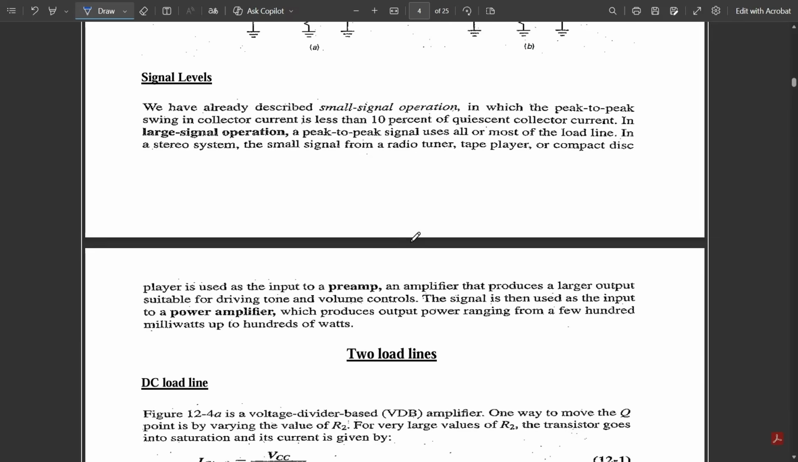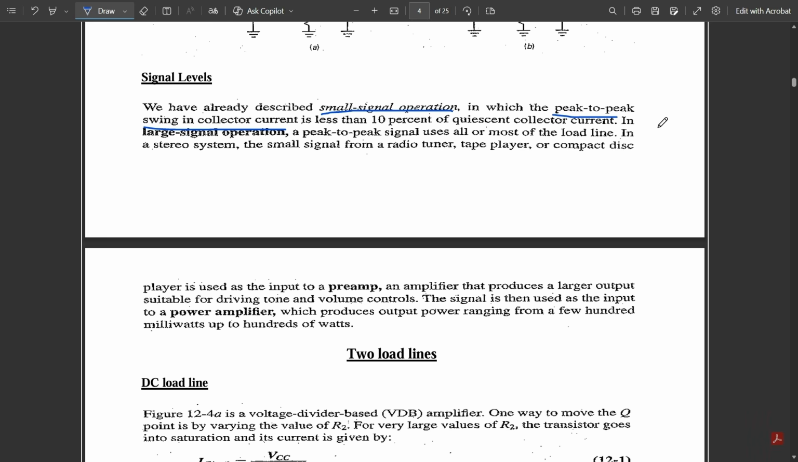Now the signal levels. In the signal levels, we have already described the small signal operation in module 1, right? If you recall that, you would know that small signal operation is either DC or AC. But in the first module, we had discussed, with respect to DC operation and AC operation, how the small signal operation works, with respect to the IV characteristic plot. Now this signal level is with respect to the peak to peak swing in the collector current. Okay, so this is the main thing through which the small signal operation or signal levels are obtained.